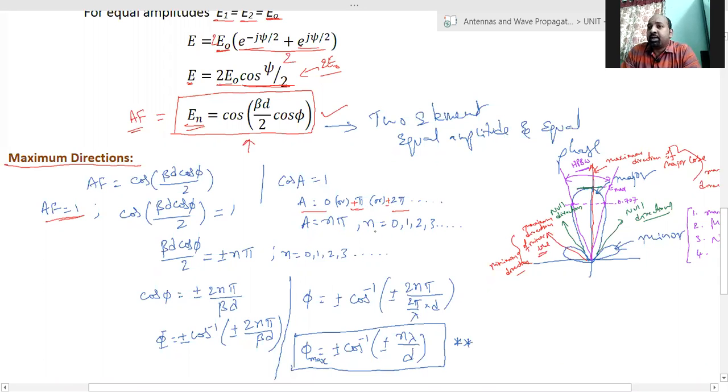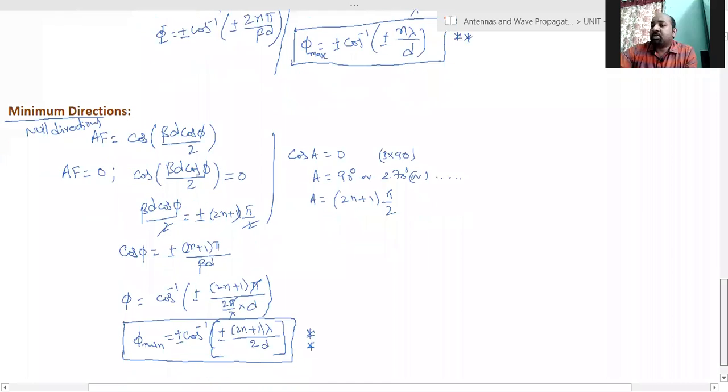A is equal to n pi, and therefore n is equal to 0, 1, 2, 3, and so on. What is A? Beta d cos phi by 2. Simplifying this expression for phi, you will get phi max is equal to plus or minus cos inverse of plus or minus n lambda by d. So this expression you will get for maximum directions.